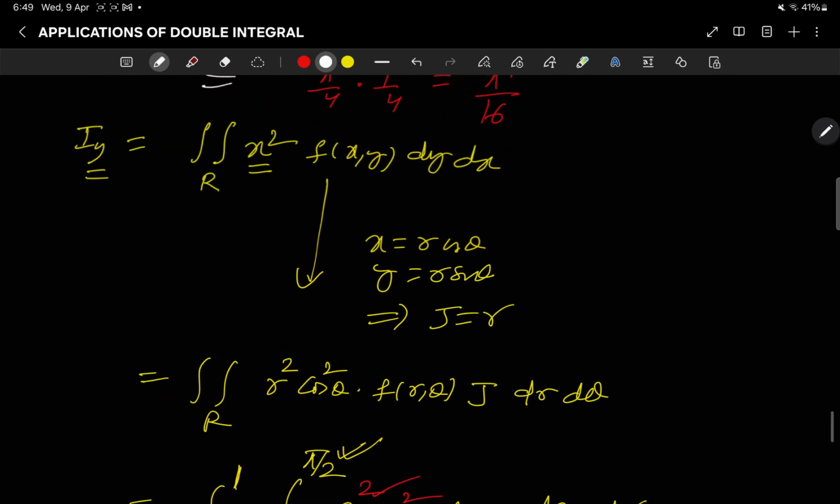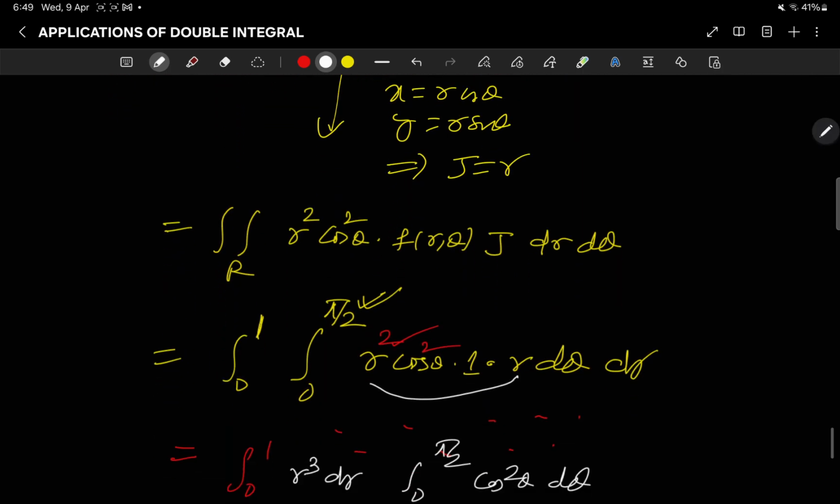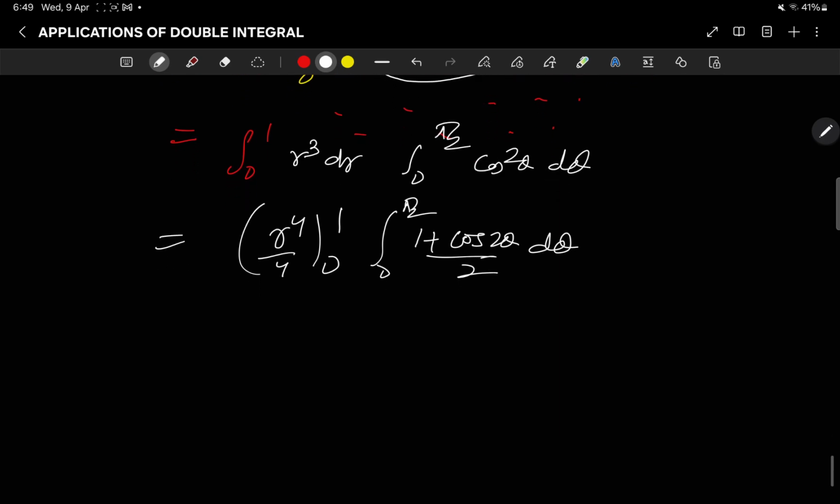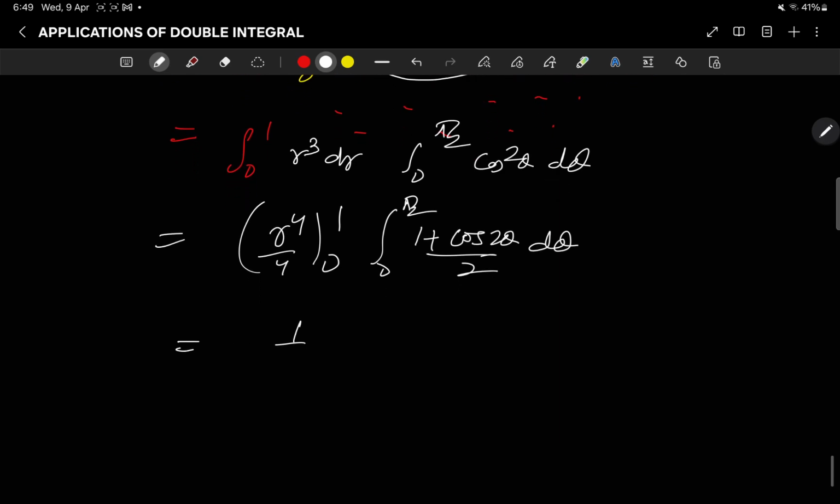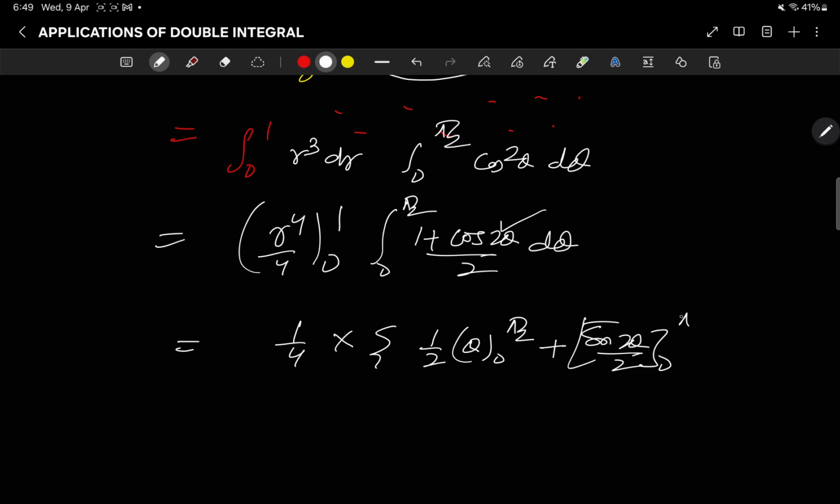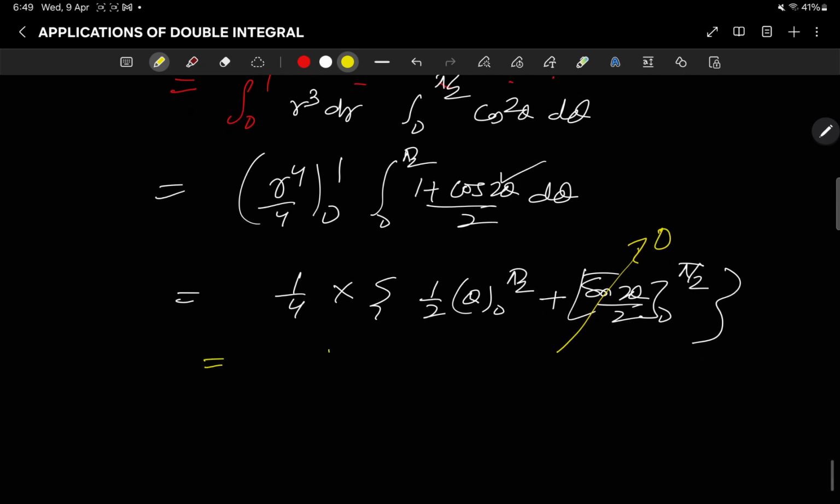Okay, so this is plus. So similarly it will give you 1 by 4 into, it is 1 by 2 theta from 0 to pi by 2, plus the integration of cos, which is sin 2 theta by 2, from 0 to pi by 2. Now this will give you 0 because sin pi is 0 and sin 0 is 0, so this will be 1 by 4 into 1 by 2 into pi by 2. So this is here pi by 16.